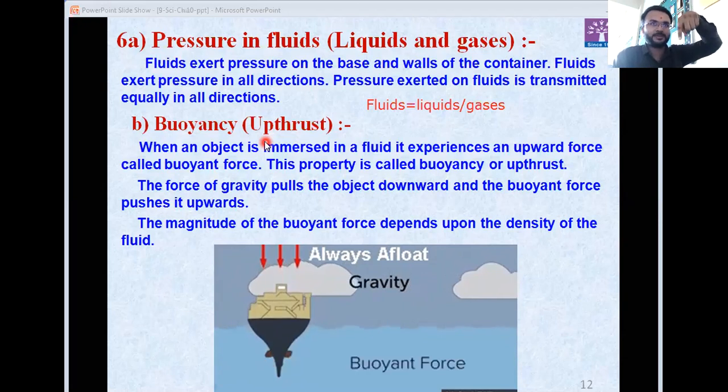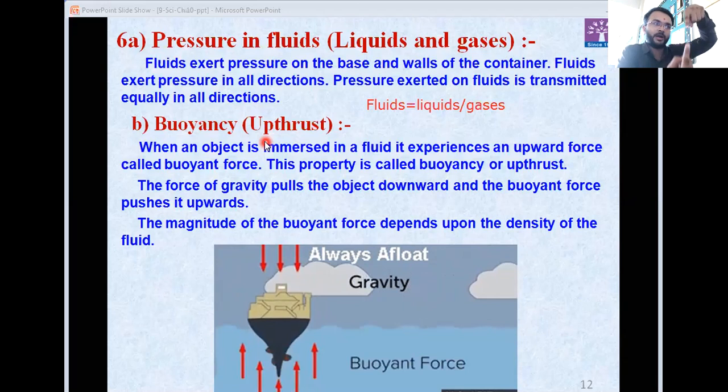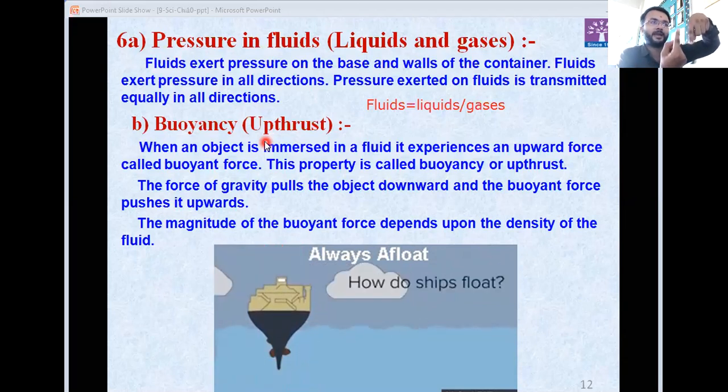So the force, that is weight, is in the downward direction, and the buoyant force exerted by that fluid is in the upward direction.